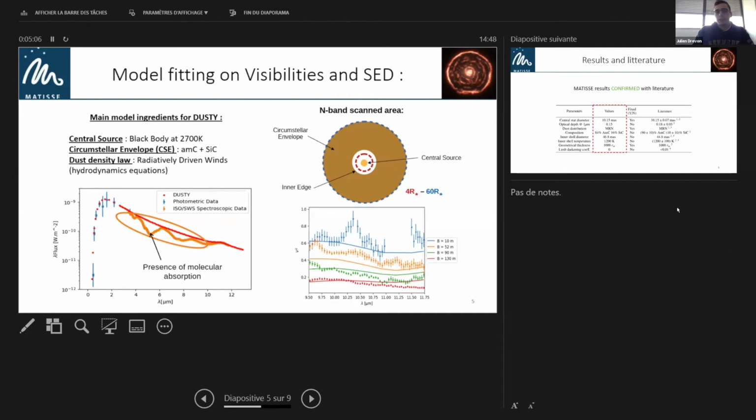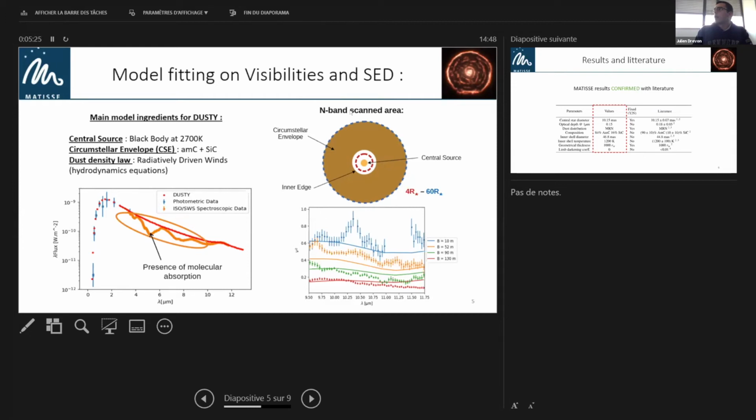And the visibility on the right fits quite well. The model fits quite well with the MATISSE observations. Here is just a sketch on the top right corner about how DUSTY considers the model.